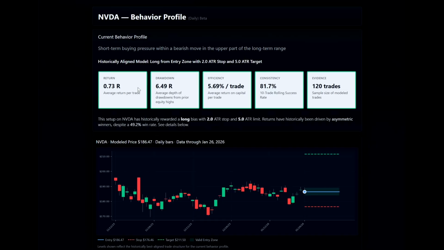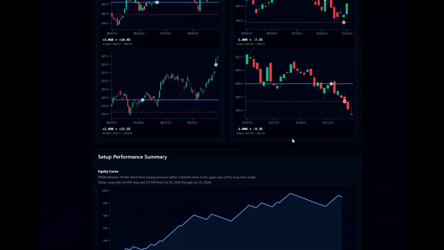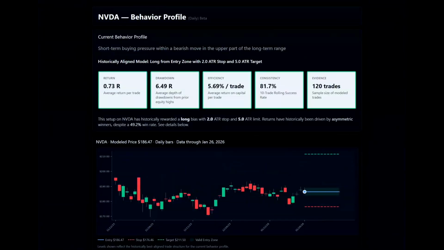So then you get in here the stats, 0.73R, drawdown. This is the historic average drawdown depth from a prior equity high. At the bottom of the report is an equity curve we'll look at. I'll just scroll down there so you see it. So here's the equity curve, just off screen a little bit, showing the average depth of a drawdown is 6.49 R, 6.49 units of risk, or the equivalent of your stop being hit 6.5 times cumulative. So you may even have some wins in there, but the cumulative result of the average drawdown is 6.5 R.